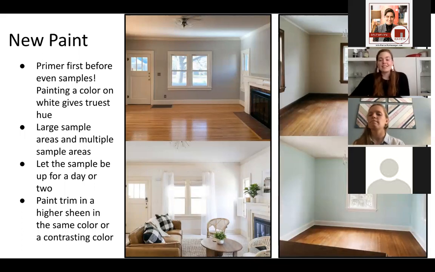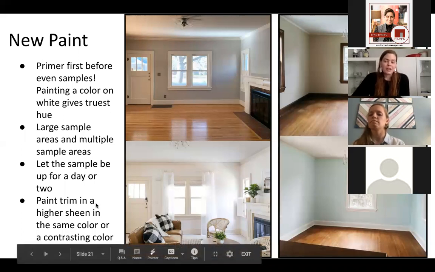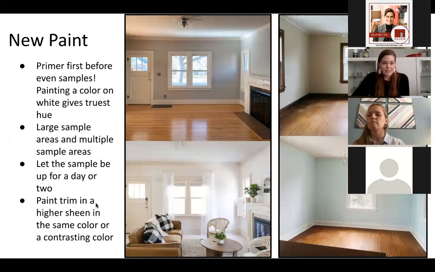And then lastly, don't forget about your trim. It seems like a really small thing, but once you put the paint on the walls, you're going to realize whether your trim works with it or not, or if it just needs a fresh coat of paint. If you want the trim to kind of blend in, you can definitely paint it the exact same color as the walls.